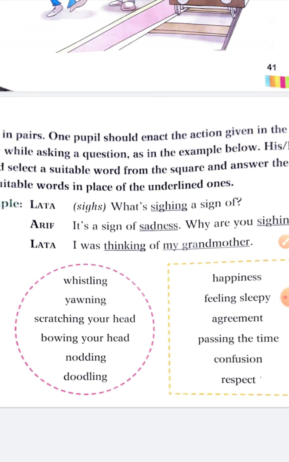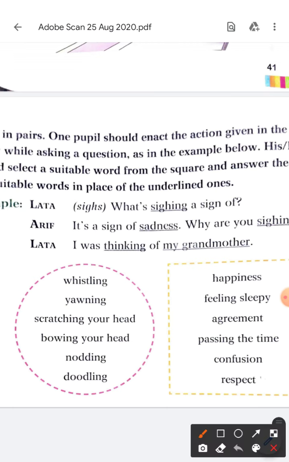Now we have to use all these 6 verbs and find their meanings. The answers are in the worksheet. You don't worry, just try to understand. Lata saying, what's whistling a sign of? The underlined words, we have to replace them with the verbs given in the circle. Suppose I say, what's whistling a sign of? Instead of sighing, it will be whistling. So Arif saying, whistling is a sign of happiness. When we are happy, we whistle.